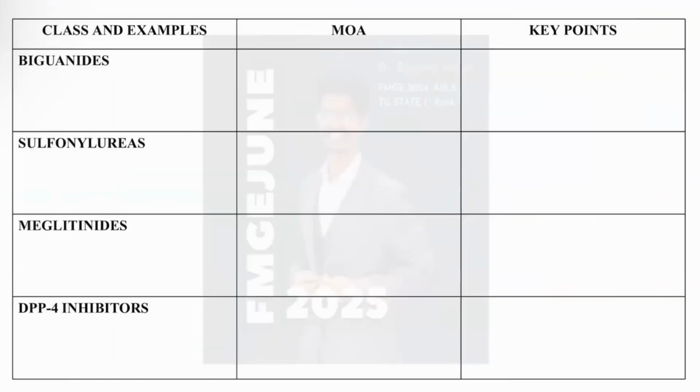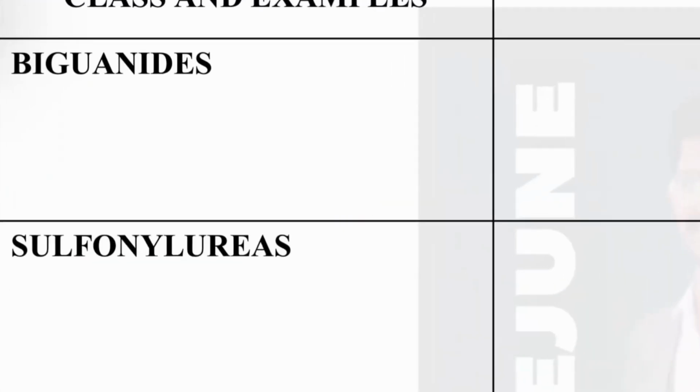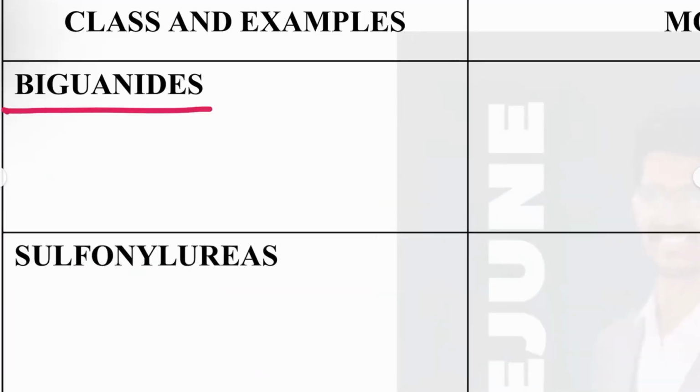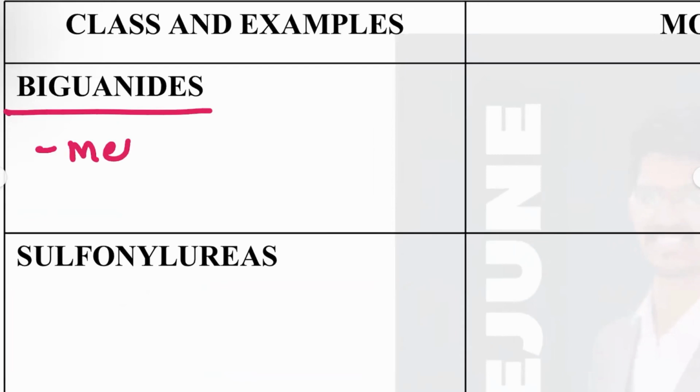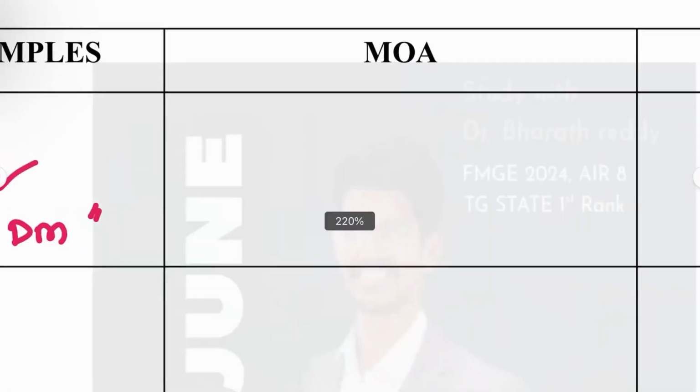Let's look at the different classes and their examples, mechanisms of action, and the key points of each drug. Let's start with our first discussion, the biguanides. The commonly known drug of the biguanides is metformin. What is the specialty of metformin? This is the drug of choice for type 2 diabetes mellitus. This is a common question, and worldwide it is the commonly used first-line drug for diabetes mellitus. What is the mechanism of action of metformin?